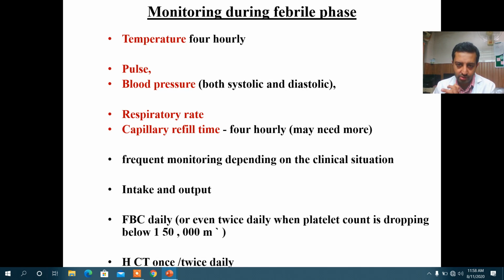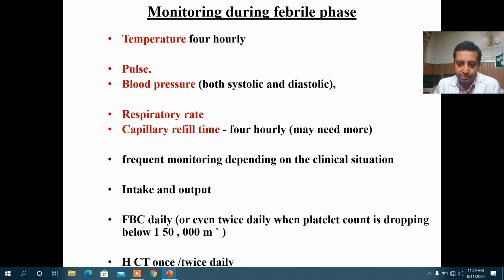Capillary refill time is also seen. If the capillary refill time is prolonged, then there is a state of shock. You can do it by pressing the nail, then releasing it and checking how many seconds it takes for the discoloration to come back to normal. If that is 2 seconds, that is normal. If that is 3, 4 or even more, that will show a state of shock.